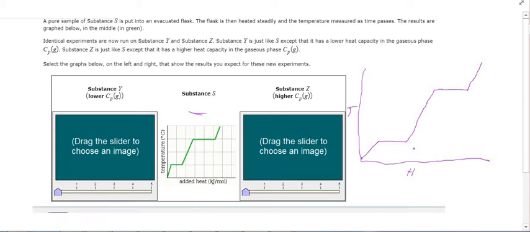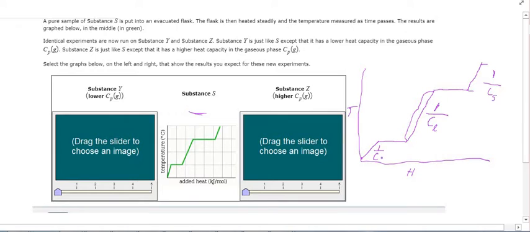There are a couple of things that are important to keep in mind. When we look at the slanted parts of the curve, these are going to be inversely proportional to the heat capacity, in this case for a liquid. Here, it's inversely proportional, that's 1 over the heat capacity of the gas, and down here it's inversely proportional to the heat capacity of the solid. Okay, so what does that mean?